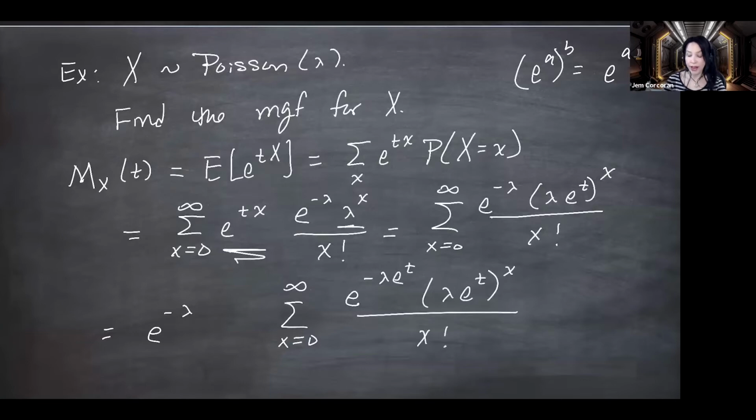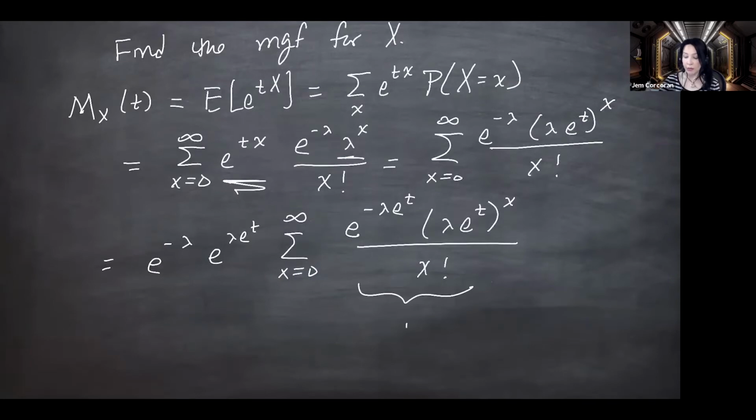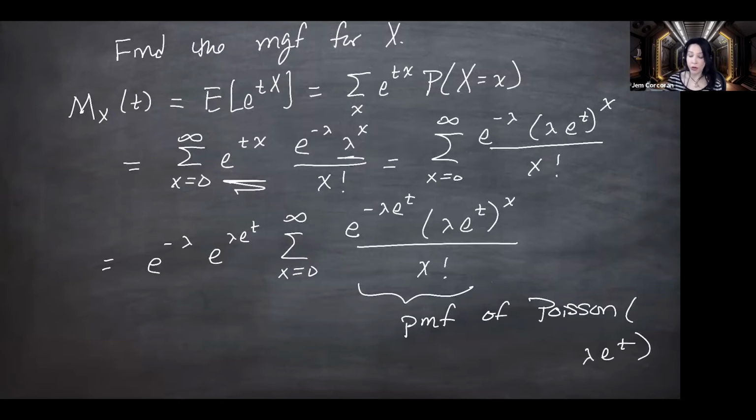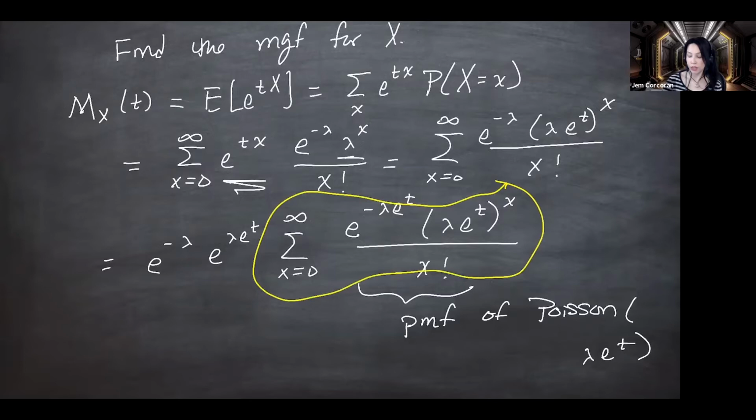But I can't just do that. So I'm going to compensate by putting an e to the positive lambda e to the t. Gotta be really careful, my lambdas can look like x's. Lambda e to the t out here. And now this is the probability mass function of the Poisson distribution with parameter lambda e to the t. And so the entire sum is 1.